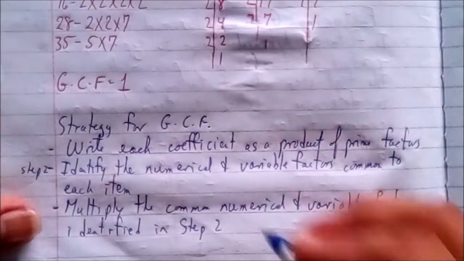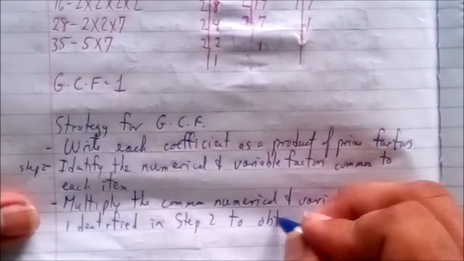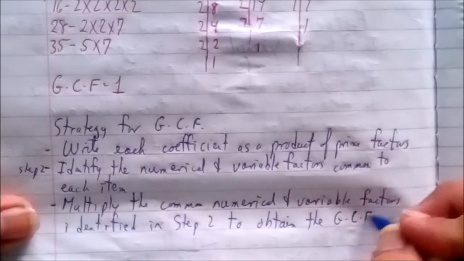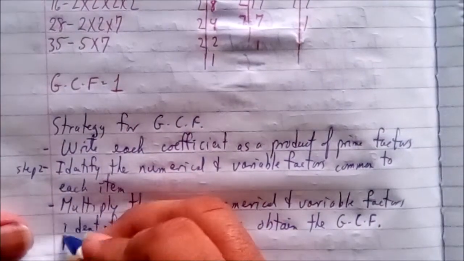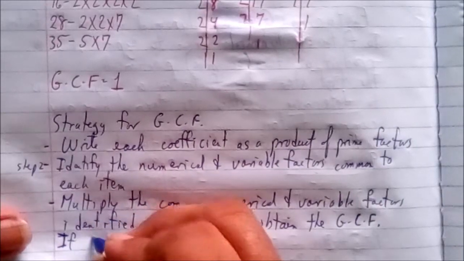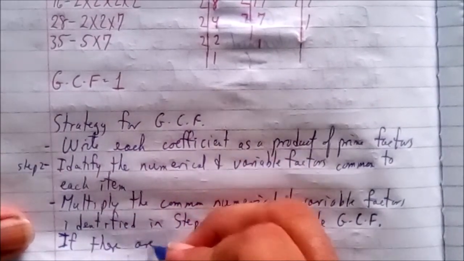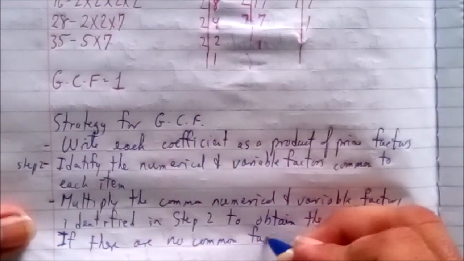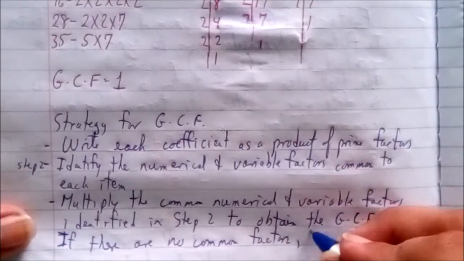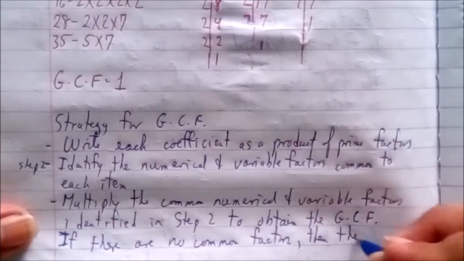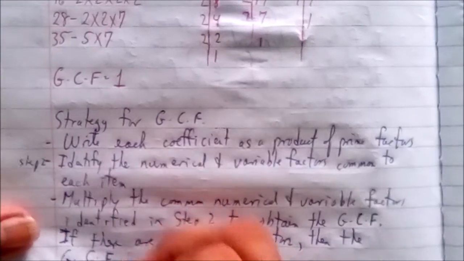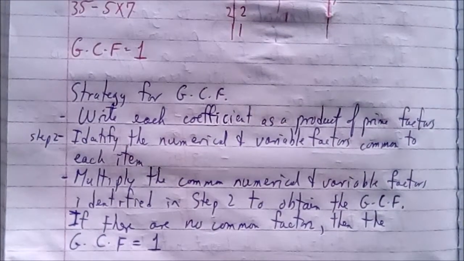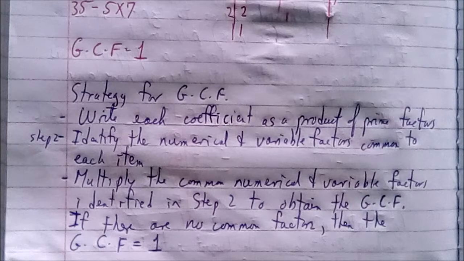Okay, to obtain the greatest common factor, if, and this is very important, if there are no common factors, then the GCF must equal 1. Okay, so that's the strategy. So let's go with some few more examples.